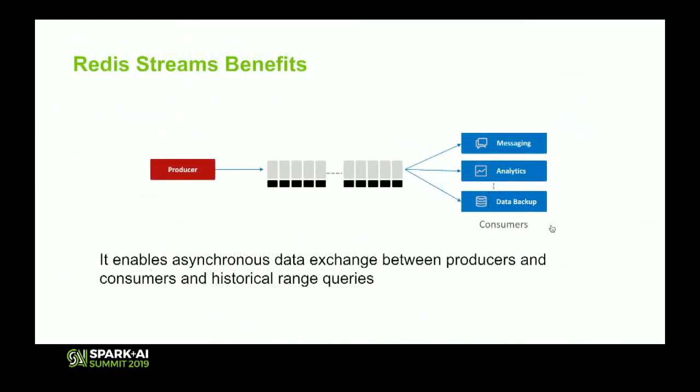Okay, now Redis streams benefits. First of all, asynchronous communication between multiple producers and multiple consumers. And your consumers can be anything. You can have messaging, or you can have analytics, or you can just have a data backup service as a consumer, right? So your consumers may have different requirements. They may run at different speeds, different latency requirements, but it's perfectly fine with Redis streams.